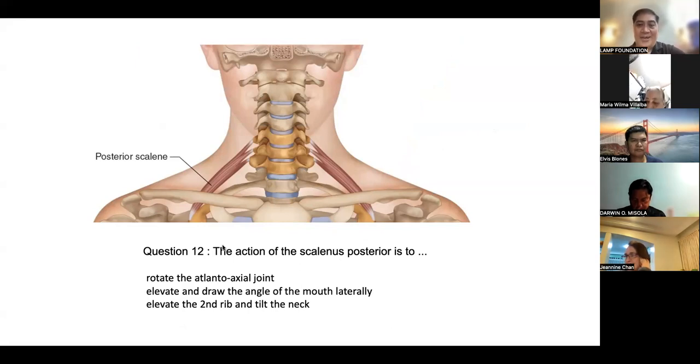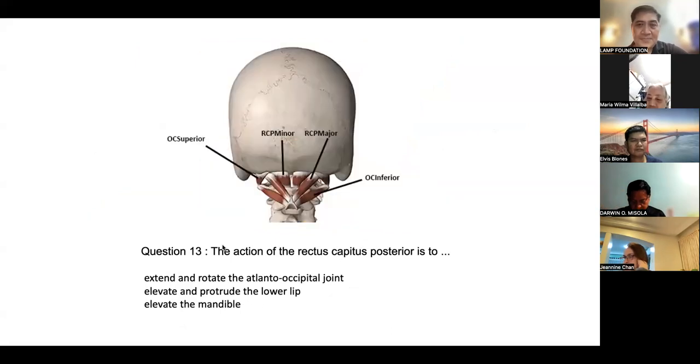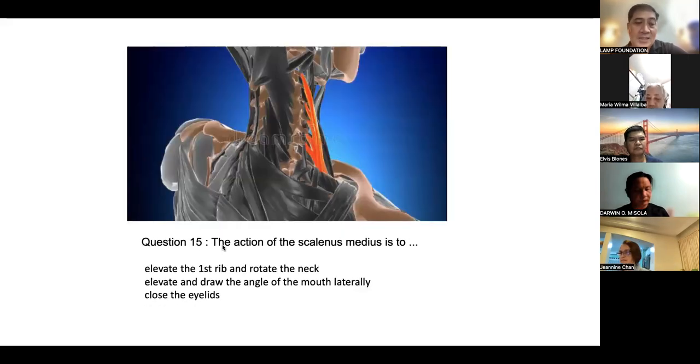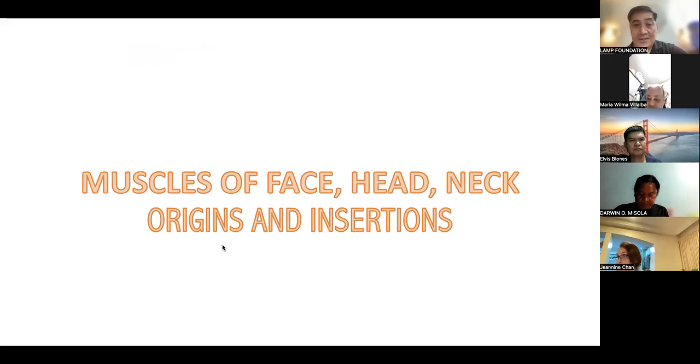Excited? Yes. Okay, go. Action of the scalenus posterior. Elevate second rib and tilt the neck. Great. Action of the rectus capitis posterior. Extend and rotate the atlanto-occipital joint. Action of the scalenus anterior. Rotate the neck and elevate the first rib. Action of the scalenus medius. Elevate the first rib and rotate the neck. Great. Now let's go to the origins and insertions.